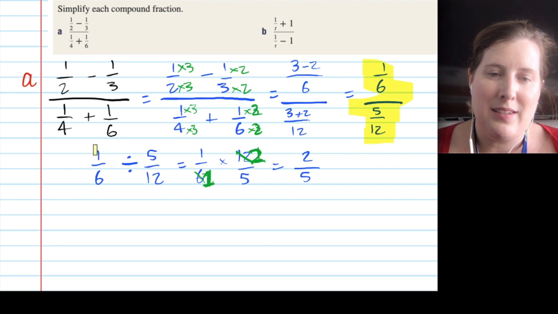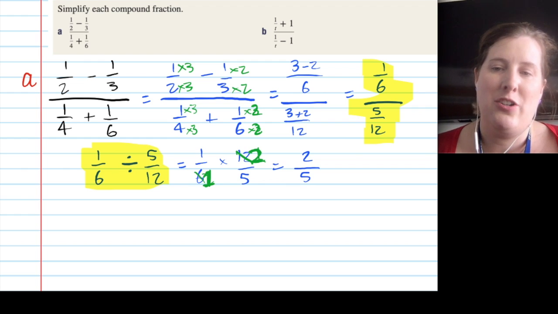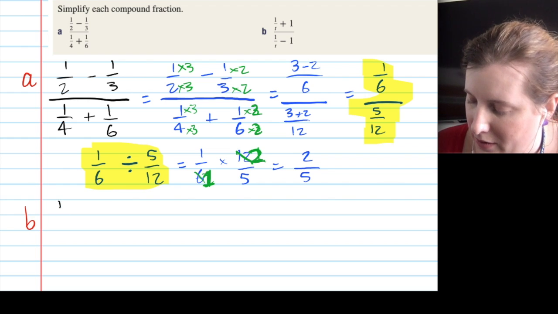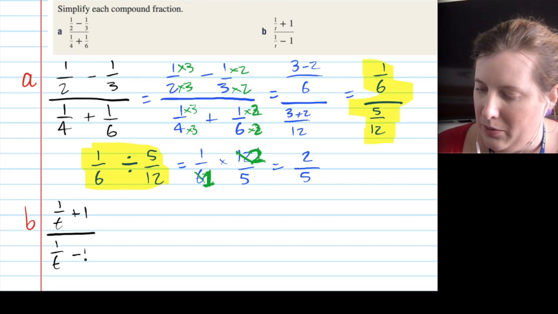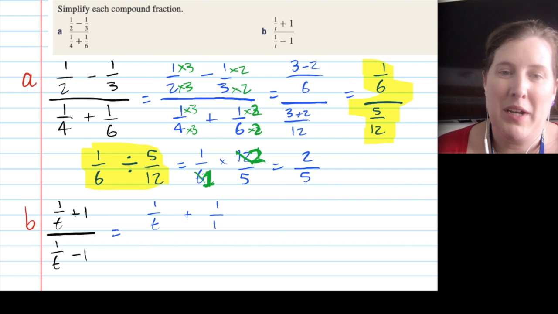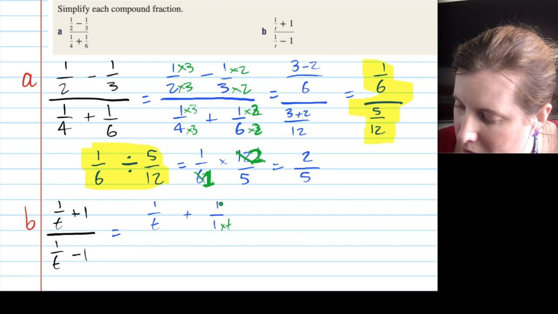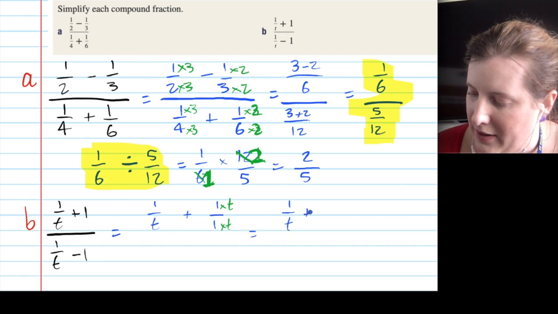So yes, these kinds of questions are really tricky, they're intricate, but they're doable. Let's have a look at one without actual numbers. So we've got 1 on t plus 1 over 1 on t minus 1. So that 1 on t plus 1 is the same as 1 on t plus 1 on 1. I'm going to aim for t on the bottom. I don't need to do anything to that one that already has t on the bottom. But the 1 on 1, I'm going to multiply by t on t. So I've got 1 on t plus t on t, which gives me 1 plus t on t.